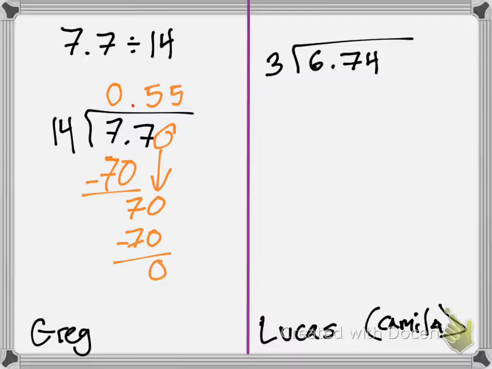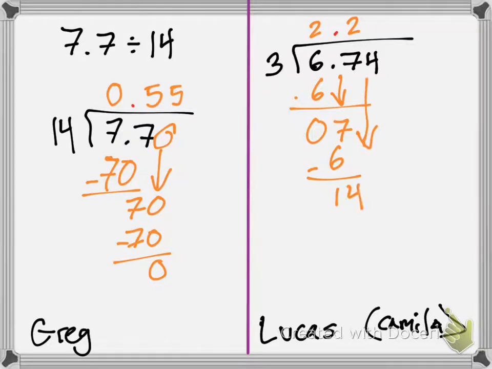So, Lucas, we bring up our decimal. How many times does 3 go into 6? 2 times. That's 6. We get 0. We bring down our 7. How many times does it go into 7? 2 times as well. Perfect. We have that 6. We get a 1. Now I bring down the 4.